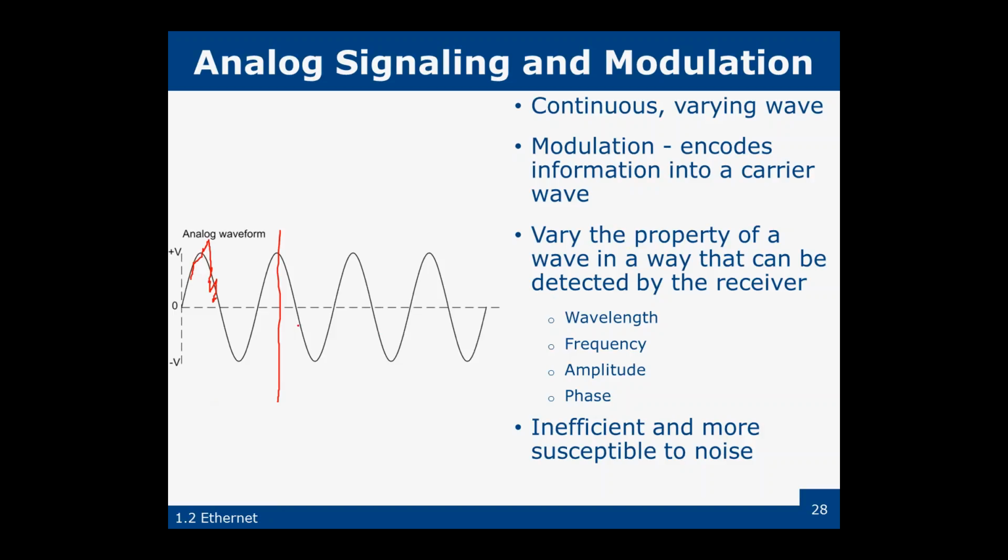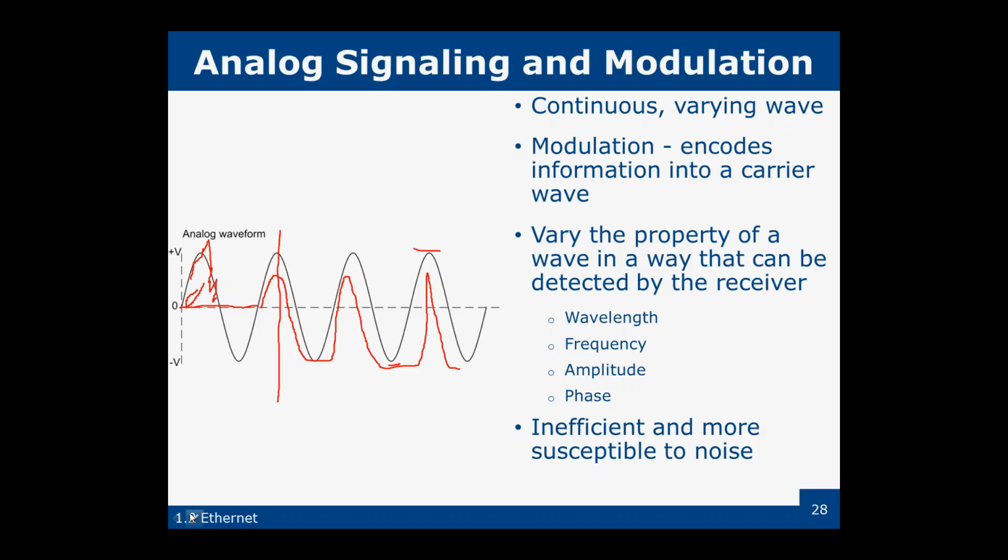The properties: the wavelength is how long it is here. The frequency is how many times it goes up and down per unit time. The amplitude is how high we go, and the phase is where we start. When we get into some of the ways that we put more information on, we can start these things and have phase modulators. We'll put two signals at different phases on this thing.